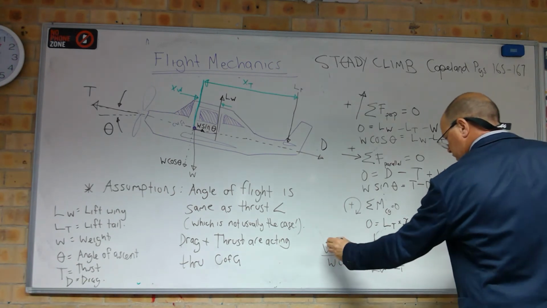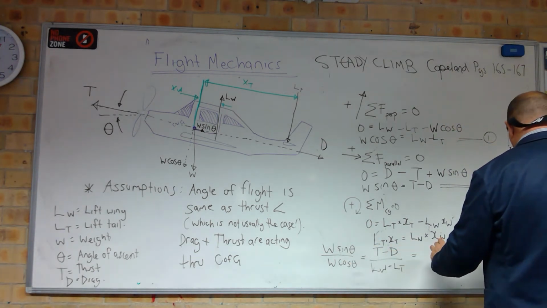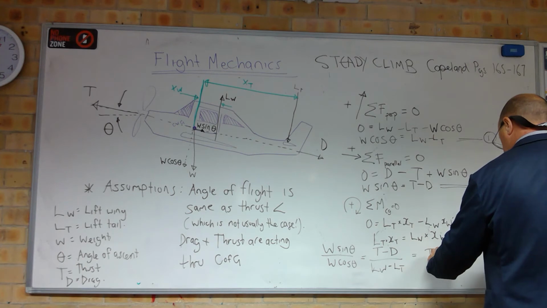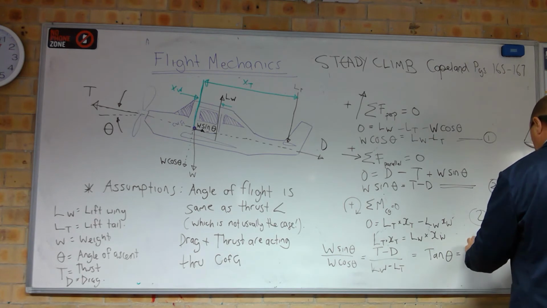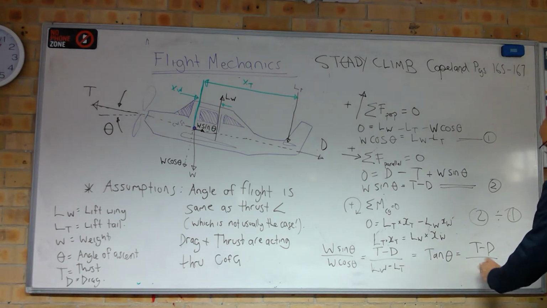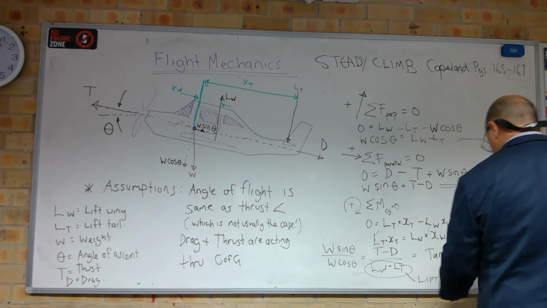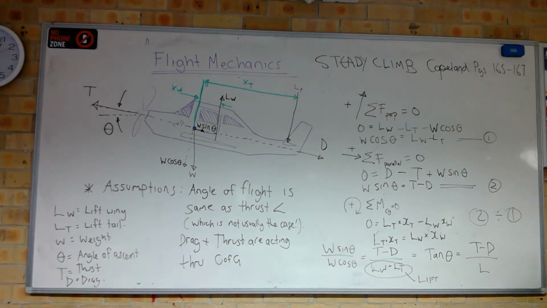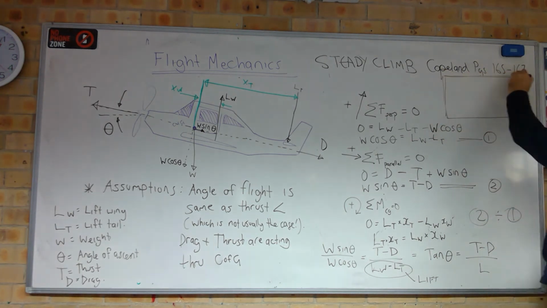We know that sine over cos, these two cancel out, the weights cancel out. We know that sine over cos is tan, so we end up with tan theta is equal to T minus D, thrust minus drag, over lift, because this, lift of wing minus lift of tail, is equal to lift. Okay? And then we finally get to the final equation, which is on page 167. Okay? And this is the thing that you're going to be working with to do the examples.